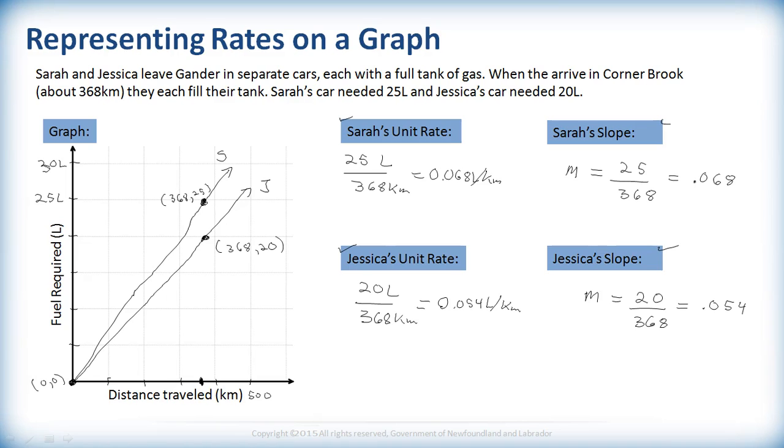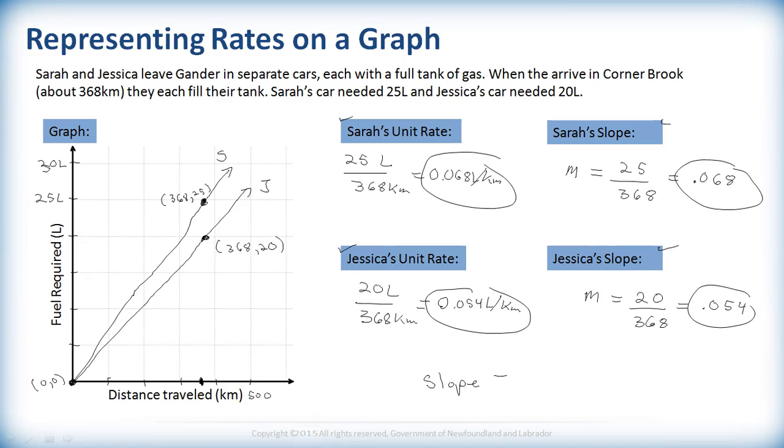But what we want to notice here is that the slope of each line corresponds directly to the unit rate. And as long as it's a straight line, that's going to be true anywhere on the line. Or if it's not a straight line, we'll talk about sort of average unit rate, and that would be the same anyway. So what we notice is that the slope of the line is actually equal to the unit rate. Okay, so the slope is equal to the unit rate.